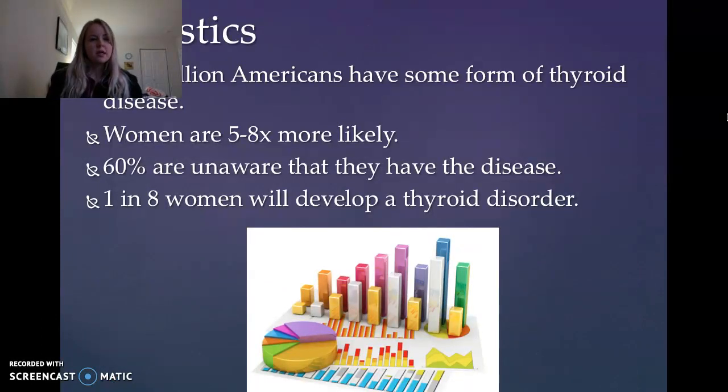Some statistics to give you a better idea of how many people this affects. 20 million people in America have some form of thyroid disease. A lot of times you hear this in women because they're 5 to 8 times more likely to have something wrong with the thyroid. There are different kinds of thyroid conditions that I'm not going to go too much into in this presentation, but there's Hashimoto's, thyroid cancer, hypothyroidism, and hyperthyroidism. A lot of hyper and hypothyroidism are the opposite of each other. Going back to the stats, 60% are unaware that they have the disease, so they may have the symptoms but haven't had blood tests done, and 1 in 8 women will develop a thyroid disorder at some point in their lives.